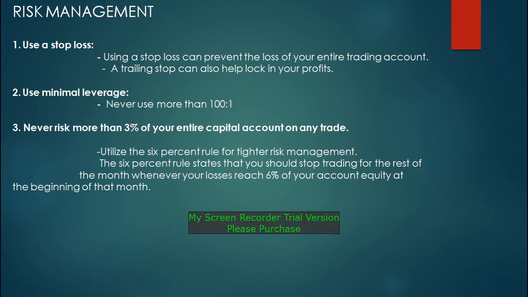Number 3, never risk more than 3% of your entire capital account on any trade. Basically, if you have that account of $100, don't risk more than $3 on that particular trade. Utilize the 6% rule for tighter risk management. The 6% rule states that you should stop trading for the rest of the month whenever your losses reach 6% of your account equity at the beginning of that month.